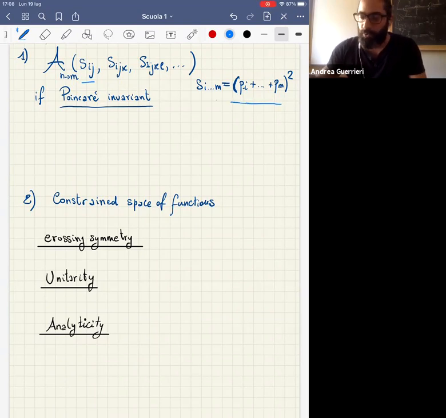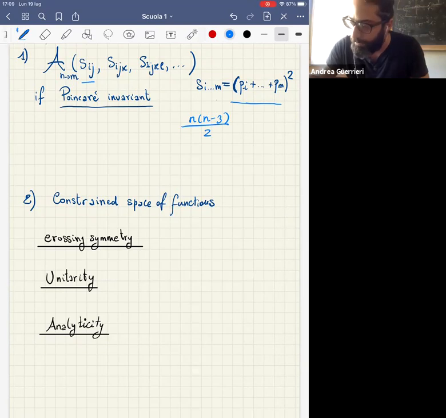Of course, by momentum conservation, they won't be at all independent, but there will be a huge redundancy. Most of them will be dependent. For this scalar amplitude in particular, there is a nice formula that says the number of independent variables is n times (n minus 3) divided by 2, where n is the total number of particles, so let me call it big N.